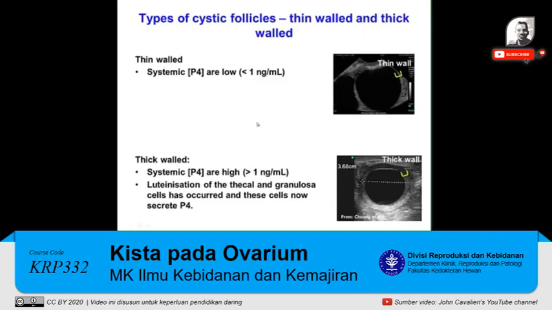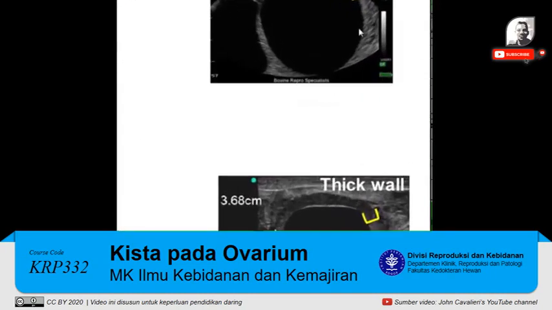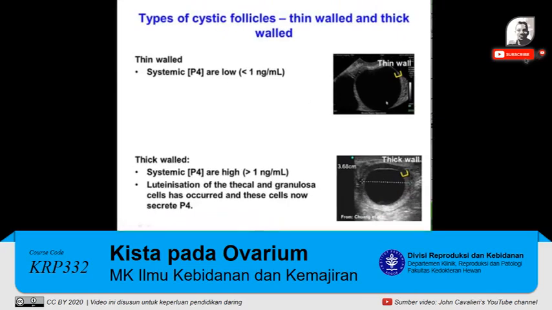There are two types of cystic follicles, what we call thin-walled. This is a picture here of a thin-walled cystic follicle, or thick-walled, and this is a thick-walled cystic follicle. Both of these are taken with an ultrasound machine. In the case of thin-walled follicles, systemic concentrations of progesterone will be low, less than 1 nanogram per mil. When you feel the follicle, the wall will be quite thin, and it feels like it wants to burst underneath your fingers.